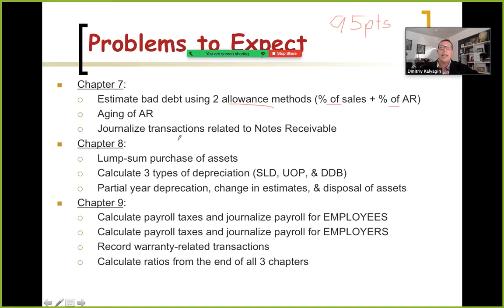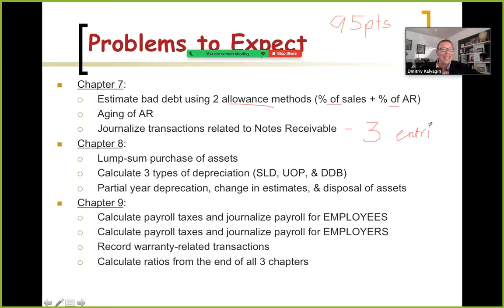You will have to complete the problem on aging of receivables that we did with you in homework and in class. And then you will have to journalize 3 transactions related to notes receivable: when you're accepting a note, when you make an adjustment for accrued interest revenue, and then when you are getting paid at maturity. So 3 types of entries.